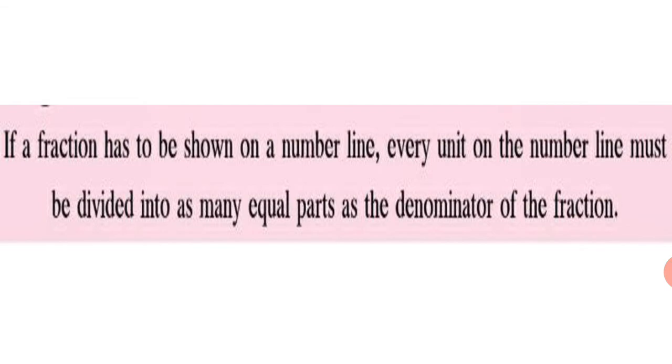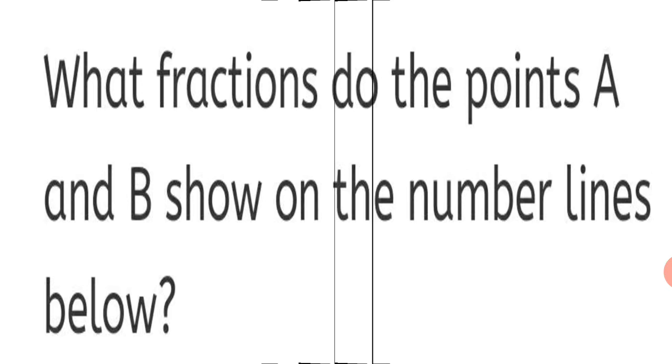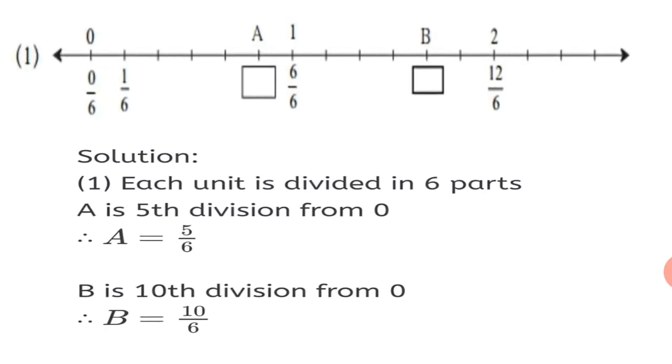So let us start with our practice set 11. Question number 1. What fractions do the points A and B show on the number lines below? So let's see the number line. First question, you can see that there are 6 parts and then the number 1 is written. Again 6 parts, number 2. That means our denominator is going to be 6.